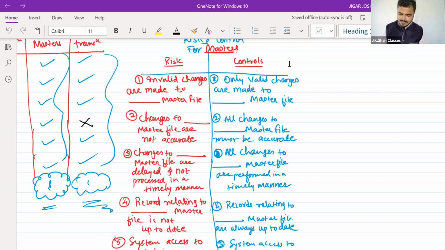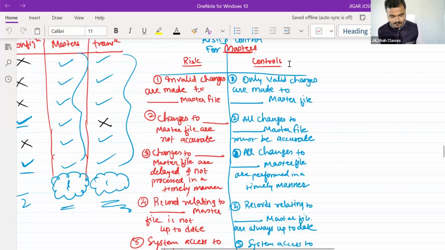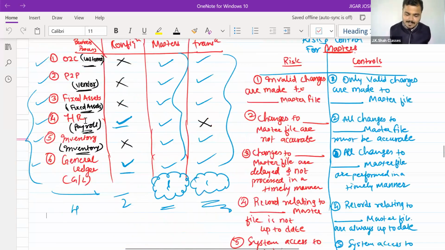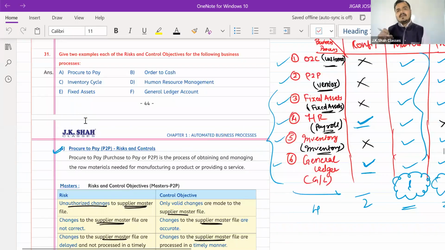Yes or no? Yes, sir. Do you remember all these points? 100%, sir. So now, my dear children, let's continue our journey to the next one. Now we are going to study a very important concept, and that is the transaction.